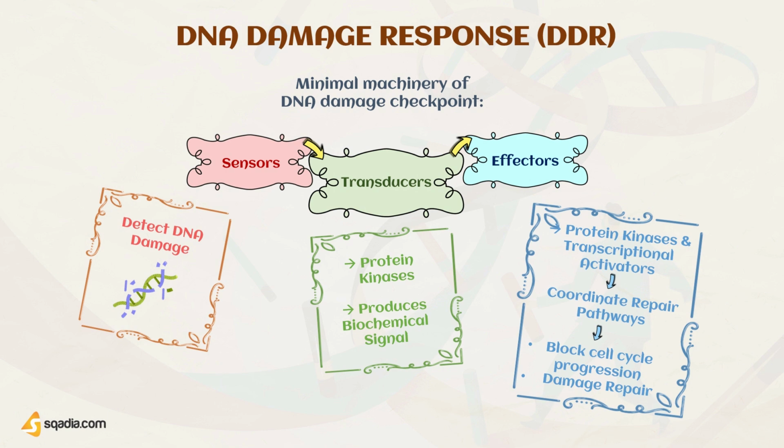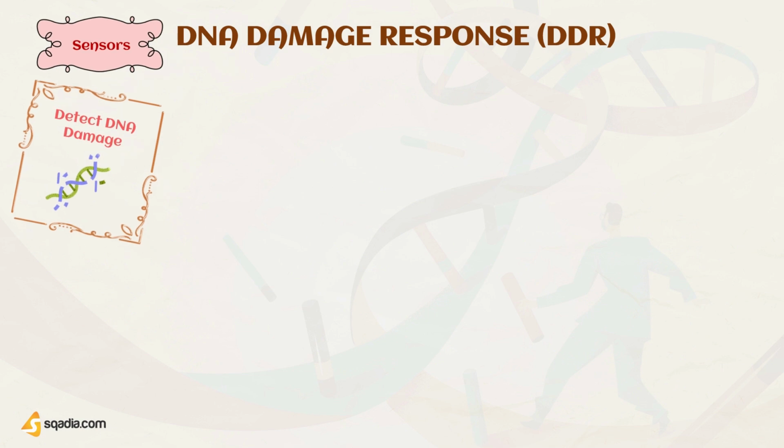Now, the very first step in the mechanism of DNA damage response is the detection of DNA damage by the sensors. Well, cells have specialized proteins, or sensors, that recognize these types of damage and activate the DNA damage response.